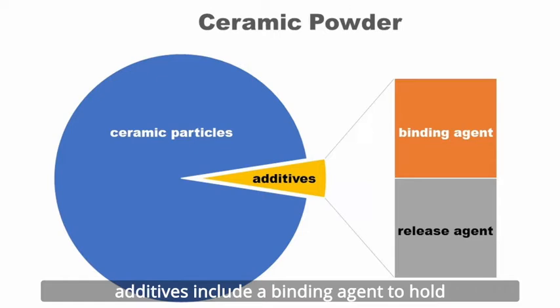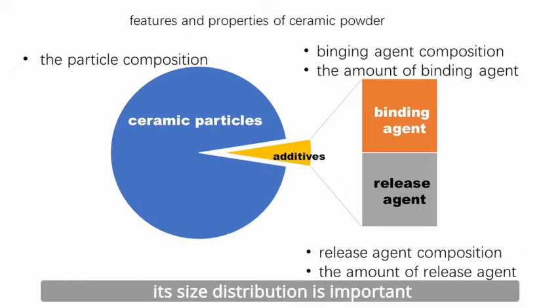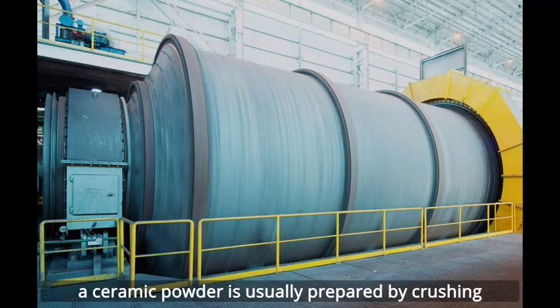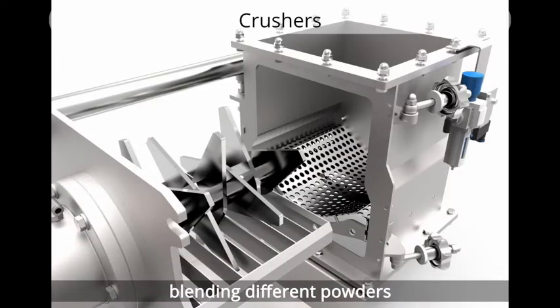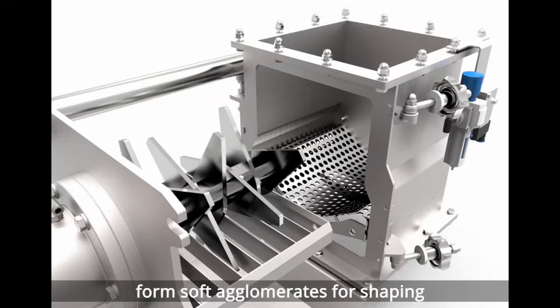Additives include a binding agent to hold the powder together after compaction, and a release agent to enable a compacted component to be easily removed from the compaction die. We know that the particle size and its size distribution is important. The significant features and properties of ceramic powder are the particle composition, the amount of die release agent and binder, and their composition. A ceramic powder is usually prepared by crushing, grinding, separating impurities, blending different powders, drying, and spray drying to form soft agglomerates for shaping.